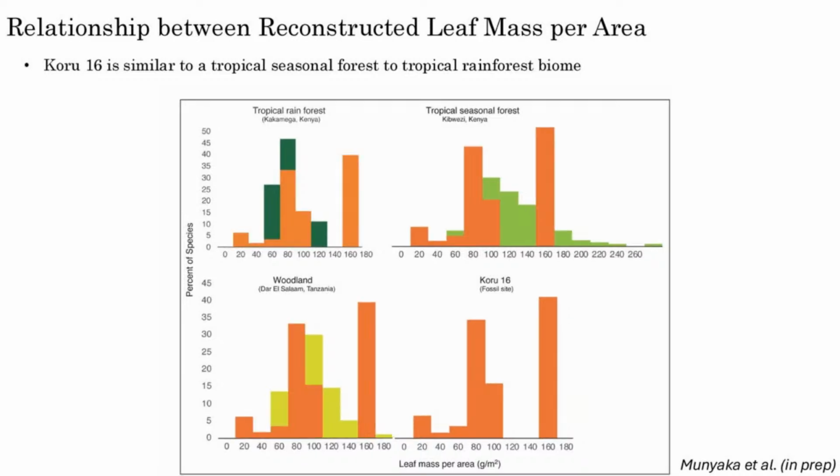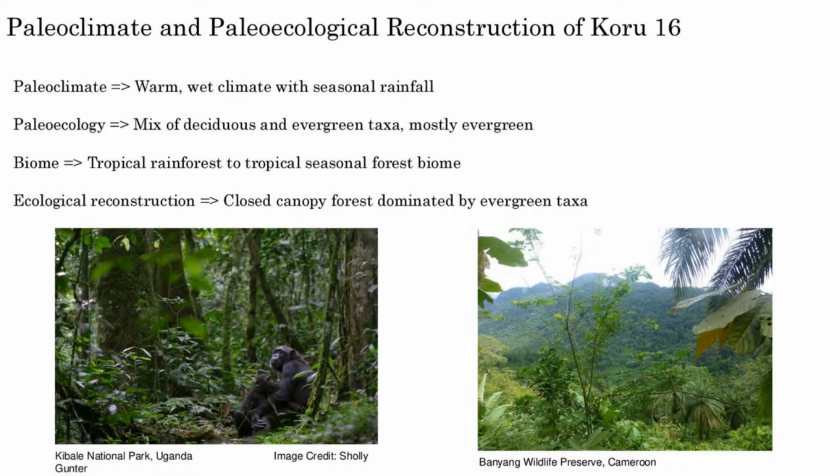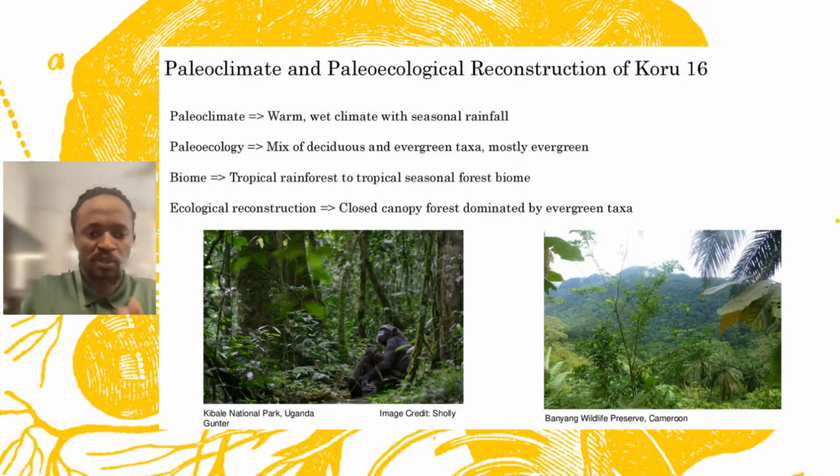And if you superimpose this with Koru 16, we see that the taxa, where you have some deciduous and some evergreen taxa, show a distribution similar to a tropical rainforest to a tropical seasonal forest. So putting everything together in reference to this paleobotany, to the leaves that we sampled, the paleoclimate is a pretty warm and wet climate with seasonal rainfall.